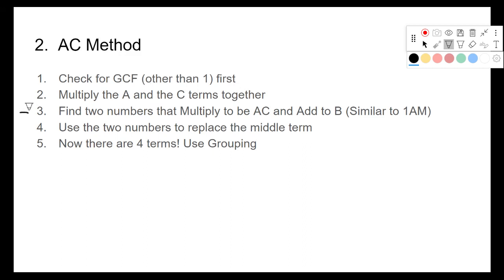Then it's a little bit like the trinomial method for a equals 1. We're going to find 2 numbers that multiply to be A times C and add up to B. Very similar to what we do when a is 1, except you have to multiply the A and the C first if we're talking about ax squared plus bx plus c. So you can see that A times C, you have to multiply them first, then figure out the one that adds to B in the middle.